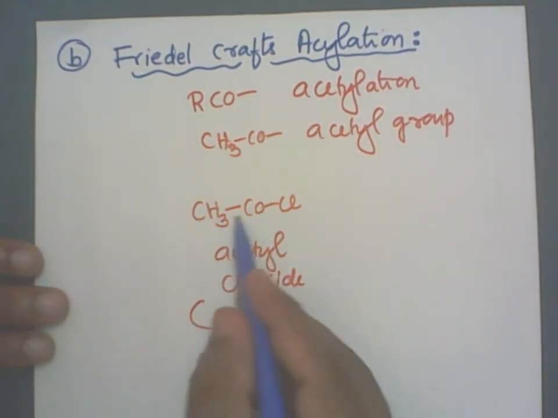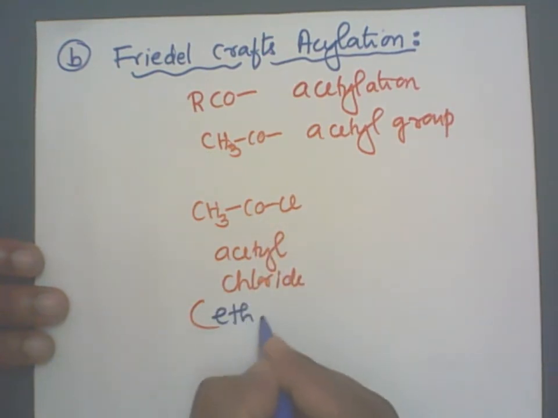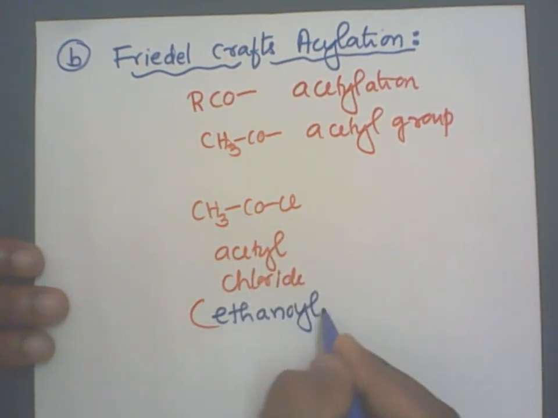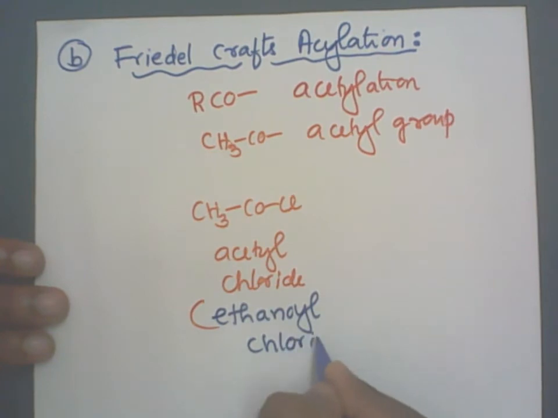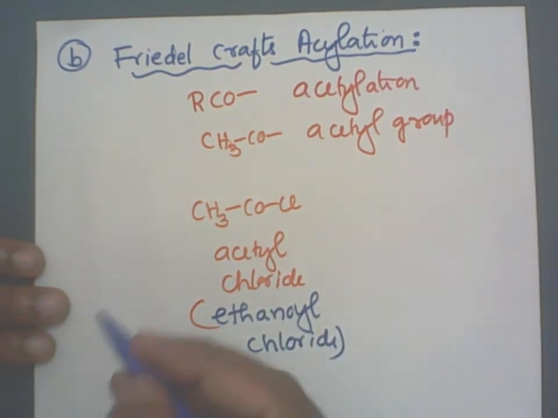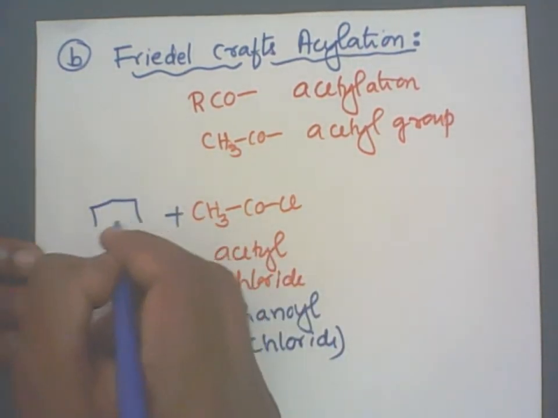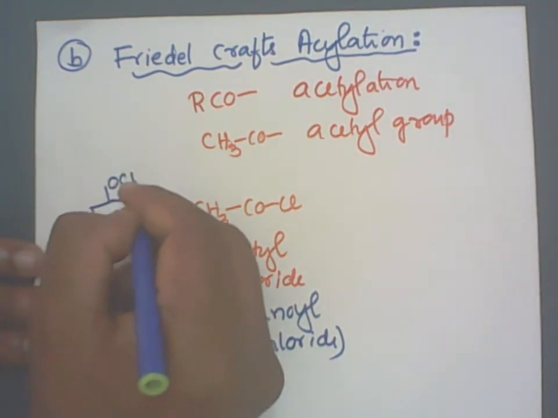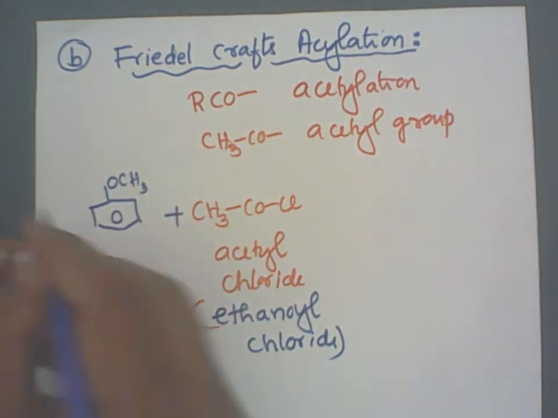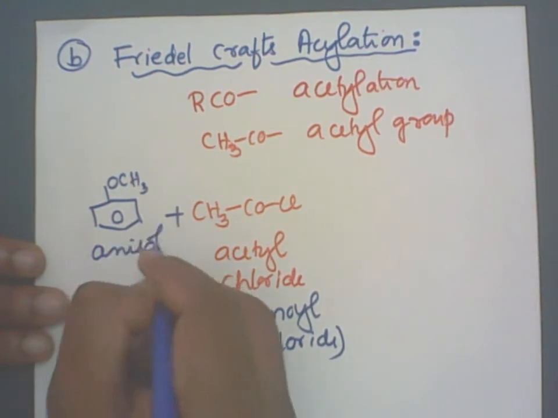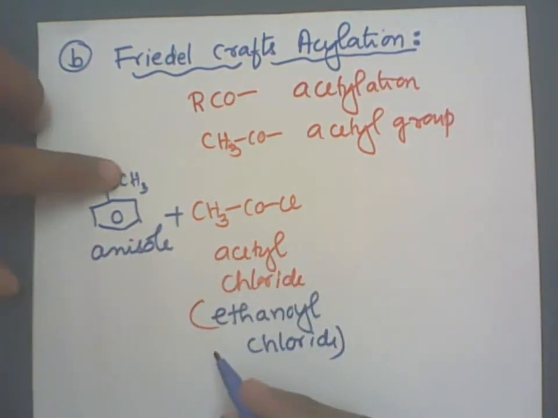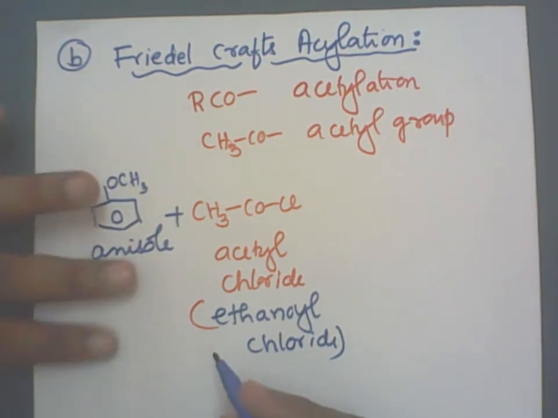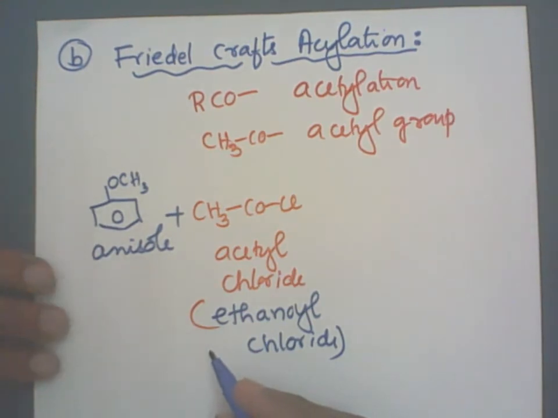How many carbon atoms are there? 2. Ethanoyl chloride. This is the ethanoyl chloride. It reacts with anisole, benzene ring attached to the OCH3. Okay, anisole. What is the other name for anisole? This is methoxybenzene or methyl phenyl ether. Different names are there, but the common commercial name is anisole.